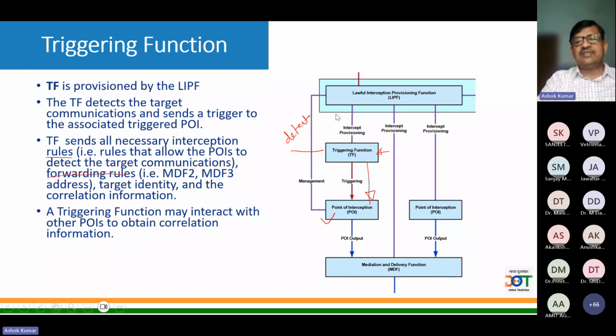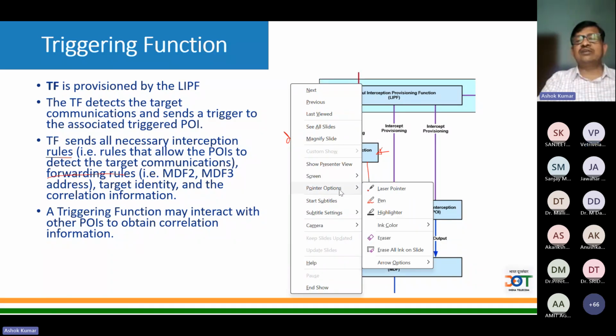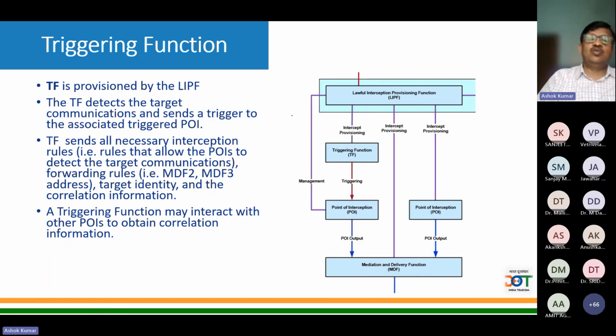Many times the triggering function needs to talk to other network elements, particularly for correlation. For example, suppose this has an MC number, but it needs some more information. So it may talk to UDM and get other related information, other subscription details of this MC. So for all those correlation purposes, the triggering function may connect to other POIs.